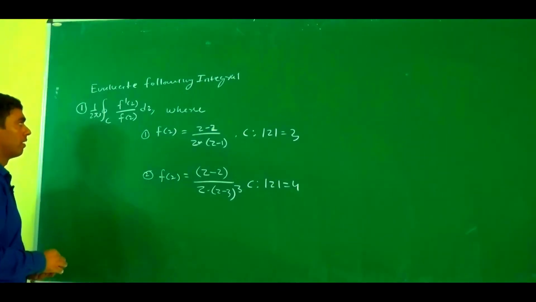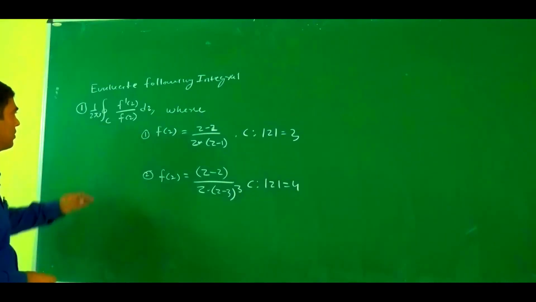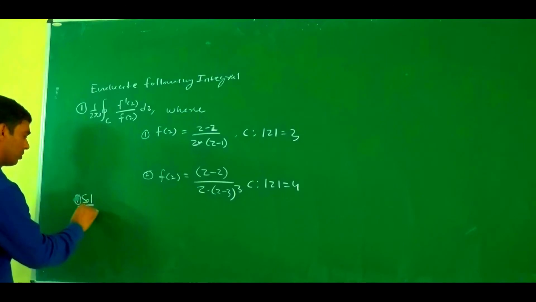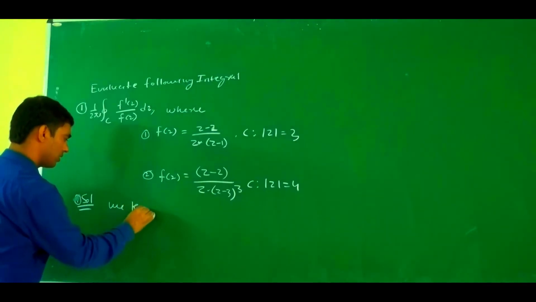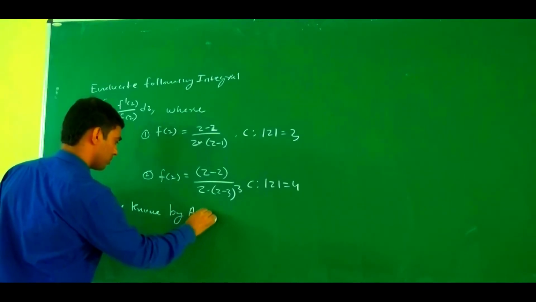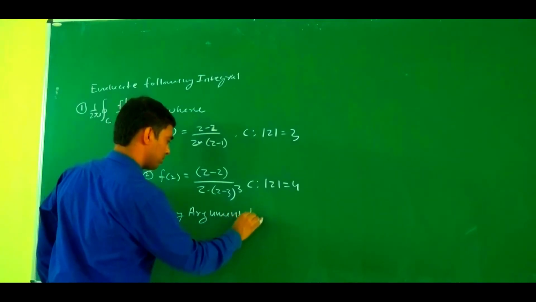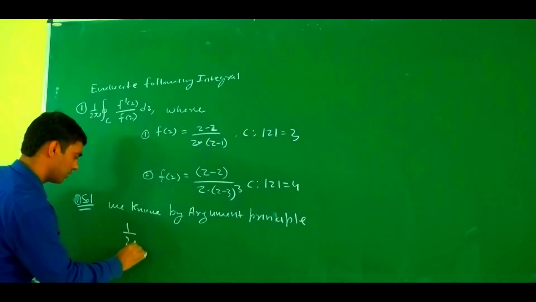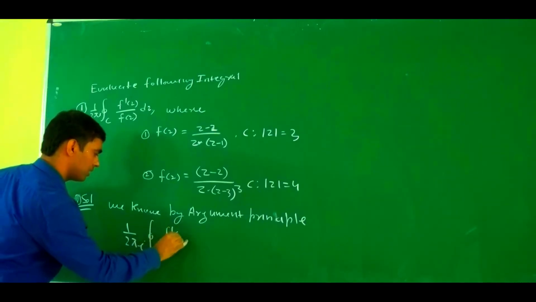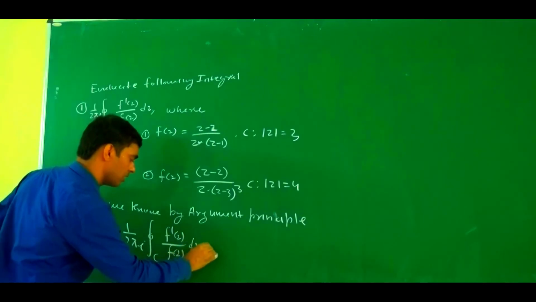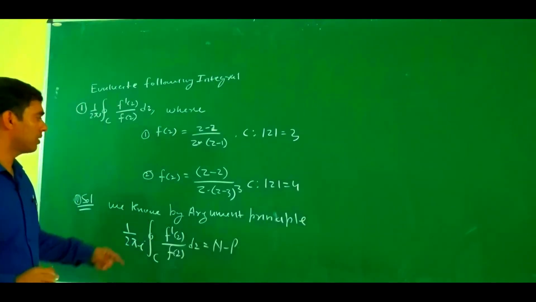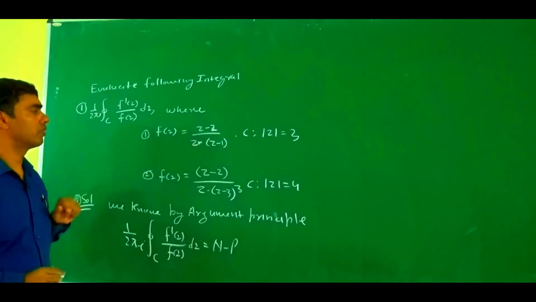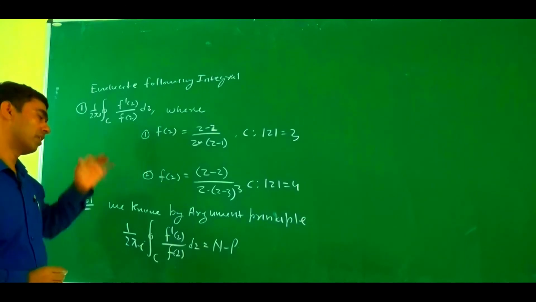So what is the value of integration? Solution: we know that by the argument principle, 1 upon 2 pi i integrate over c f dash z upon f(z) dz equals n minus p, if f is a meromorphic function. So here the only singular points are poles, poles of order 1, and here zeros of order 1.